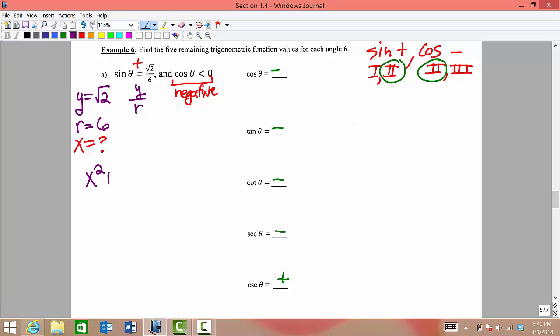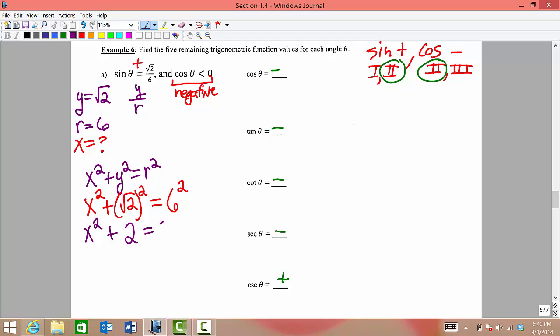We know that x squared plus y squared is equal to r squared. And let's plug in the values that we know and don't know. X squared, we don't know that, so we'll leave it as x squared, plus y squared. Our y is the square root of 2. We will square that. And then 6 is our r value, and we will square that. So we have x squared plus the square root of 2 squared, that would be 2. 6 squared would be 36.